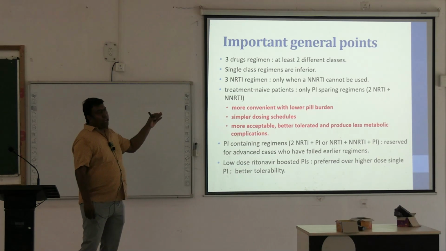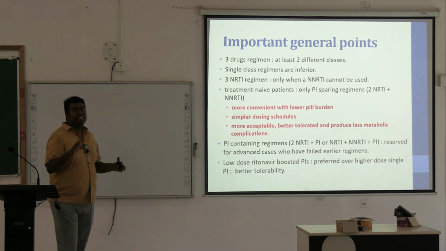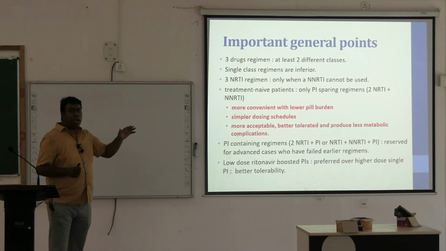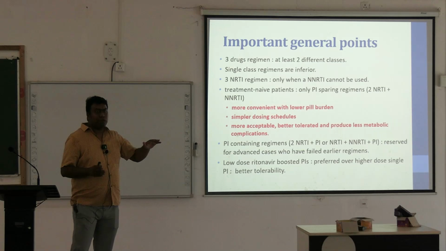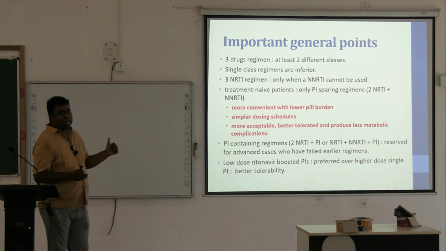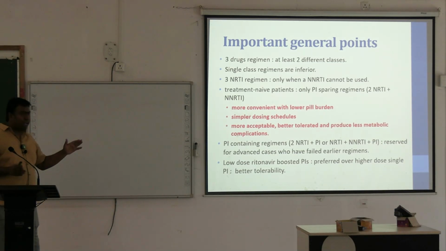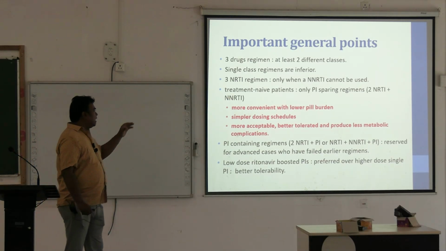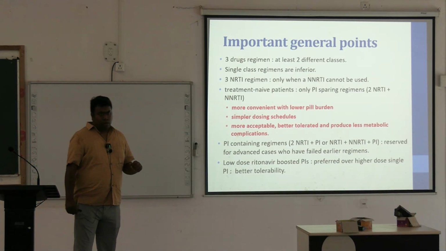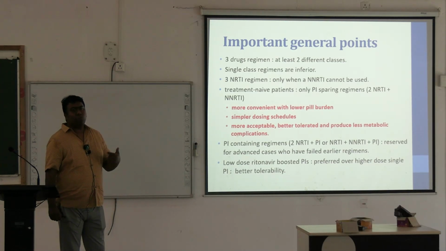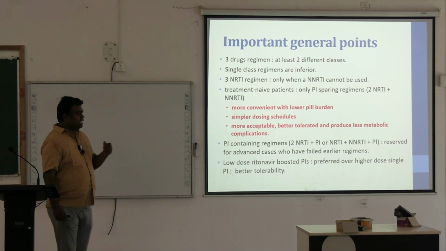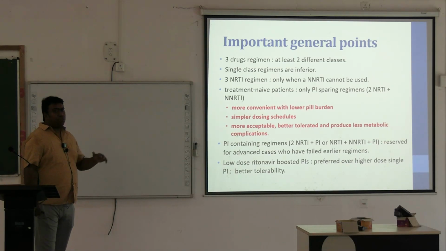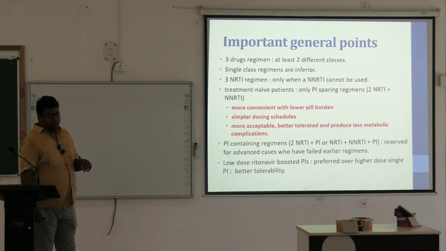Why don't we prefer PI as a first line? Because it is more convenient with a low pill burden when we give 2 NRTI and 1 NNRTI, with simpler dosing, more acceptable, better tolerable, and fewer metabolic complications. Metabolic complications with PIs are much higher, but they can be used when the first line has failed.